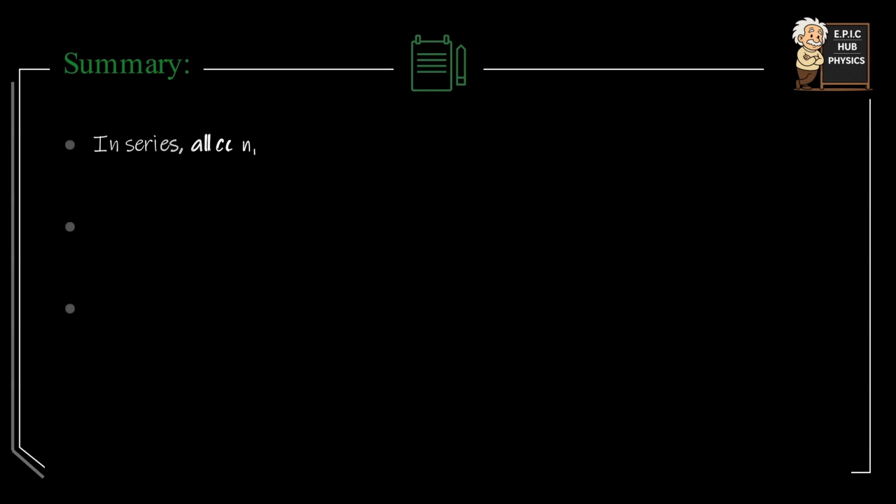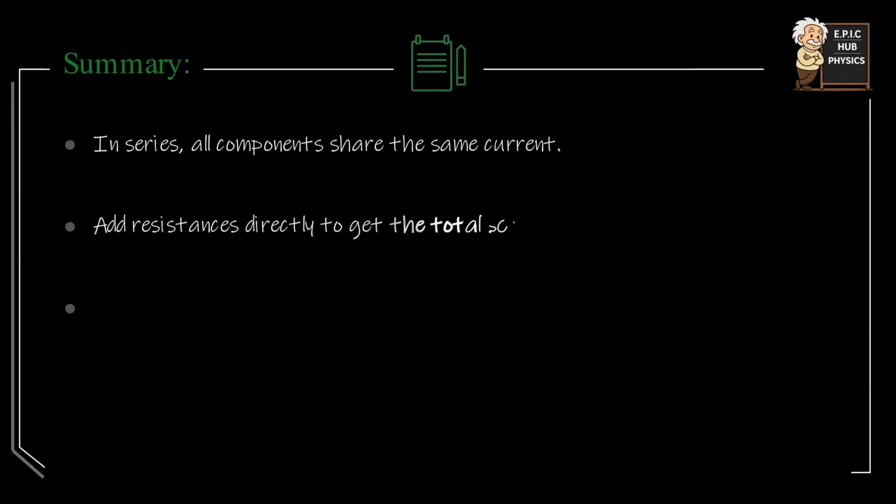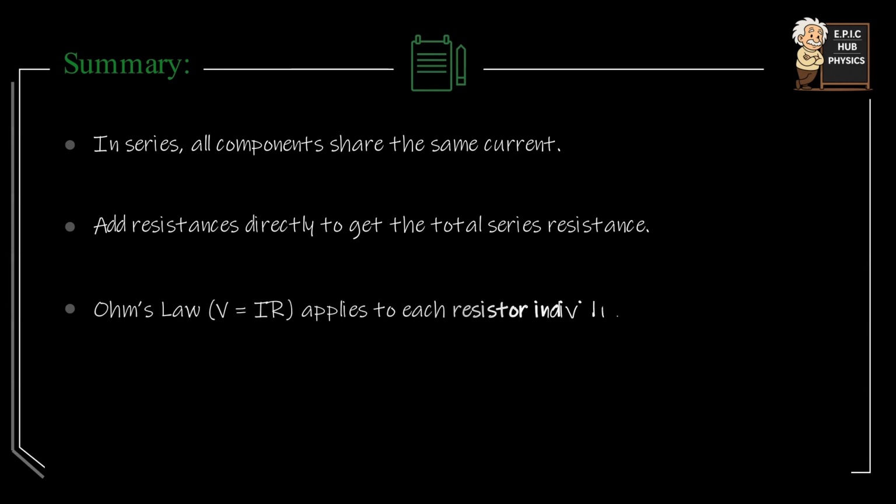In series circuits, all components share the same current. We add the resistances directly to get the total resistance. Ohm's law applies both to the whole circuit and to individual resistors. The voltage across a resistor can alternatively be found using the resistance ratio compared to the total resistance, multiplied by the total voltage.